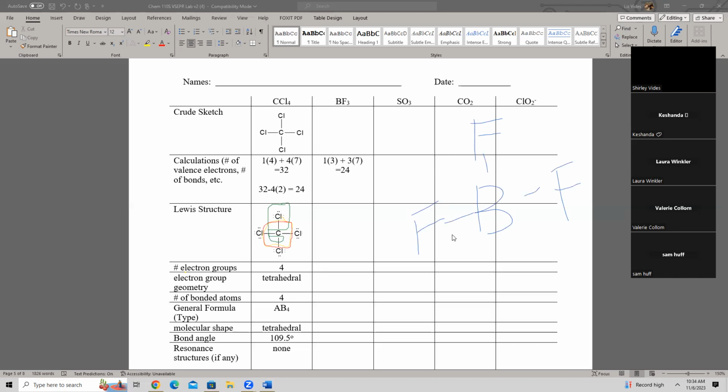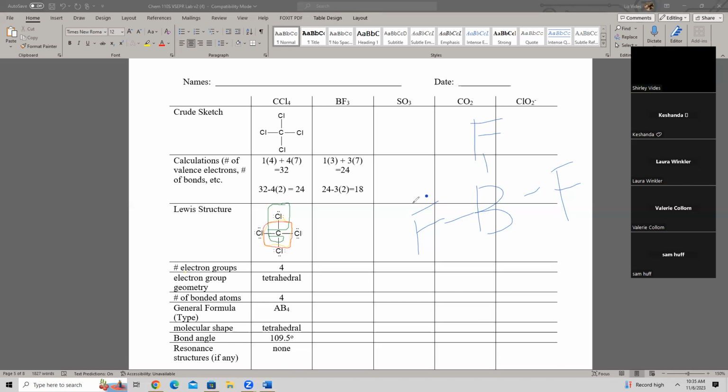1, 2, 3. Okay, so we know that from there, we need to subtract. So we have 24 minus. The reason we're saying minus is because we just used 3 pairs of electrons, right? That gives me 18 so far, right? You agree? Good math? Maybe not so great math, but it's there. All right, so now what do we need to do? We need to distribute those 18 electrons.